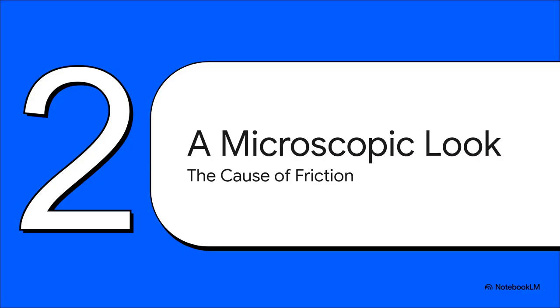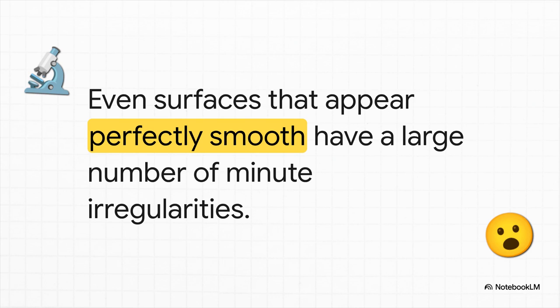But that just brings up another question. Where does this invisible pushback actually come from? I mean, it's not magic. To find the answer, we have to go where our eyes can't see. We gotta zoom in, way in. And this is where things get really cool, because it kind of shatters what we think we see every day. You might look at a polished table or a sheet of ice and think, wow, that's perfectly smooth. But if you put it under a powerful microscope, it looks more like a rugged mountain range.